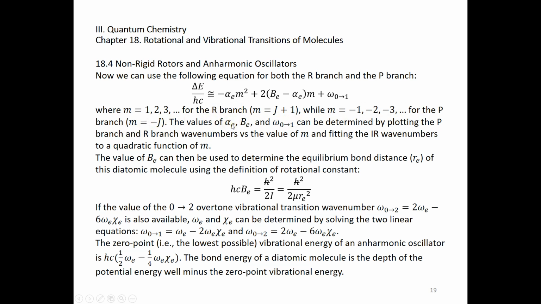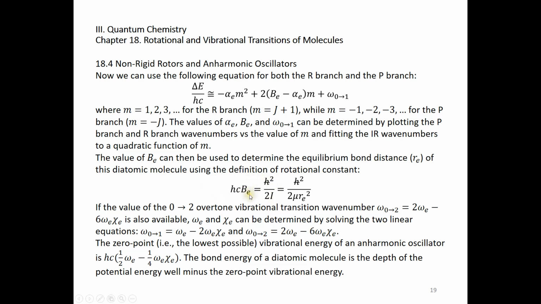The values of alpha sub E, B sub E, and omega sub 0 to 1 can now be determined by plotting the infrared wave numbers versus the value of M, and we can just fit all this data with a quadratic function of M. The value of B can then be used to determine the equilibrium bond distance, R sub E, of this diatomic molecule using this definition of the rotational constant. B is defined to be h bar squared over 2I. This B sub E stands for the rotational constant when the bond distance is the equilibrium bond distance.